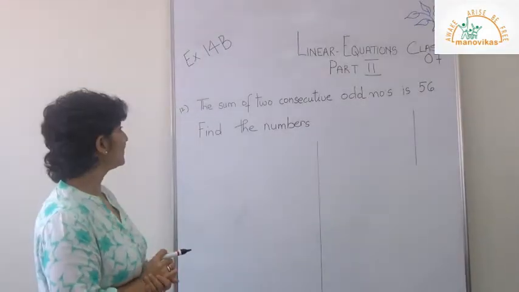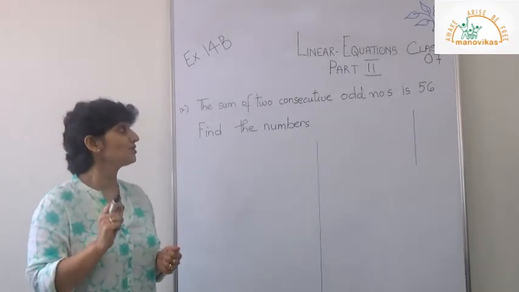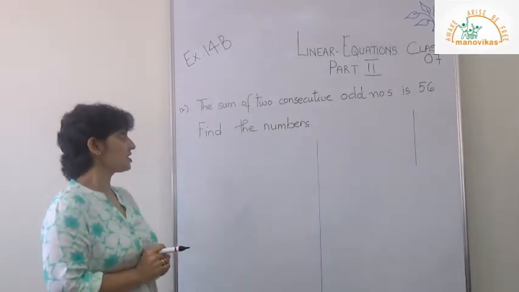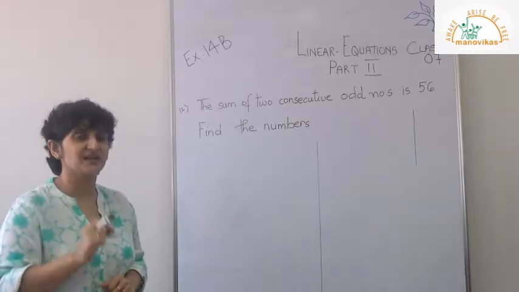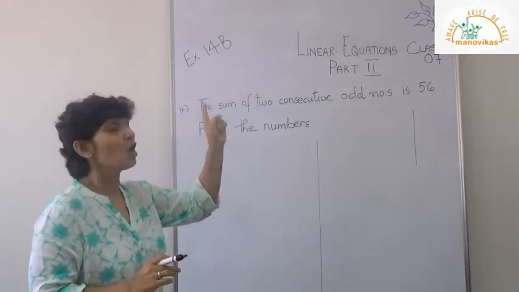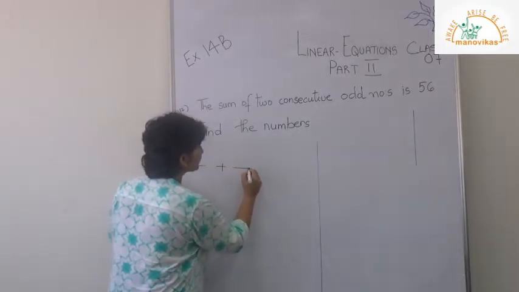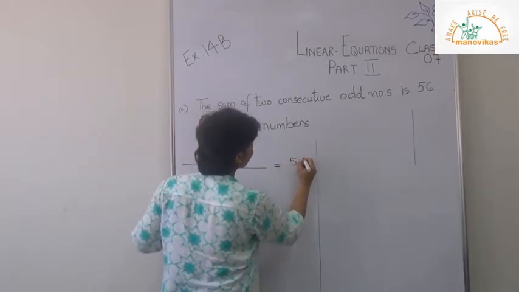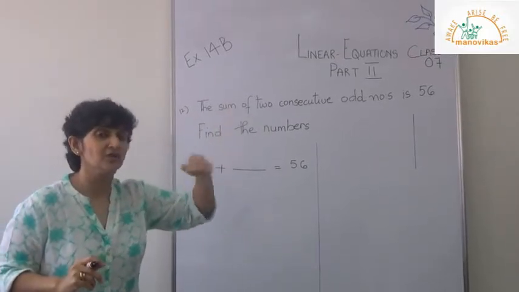Children, now let's read question 12. The sum of two consecutive odd numbers is 56. You have to find those two numbers. The sum stands for what? Plus. You're going to add. They're saying the sum of two consecutive odd numbers. Something plus something. Right? The sum of two consecutive is 56. Correct?